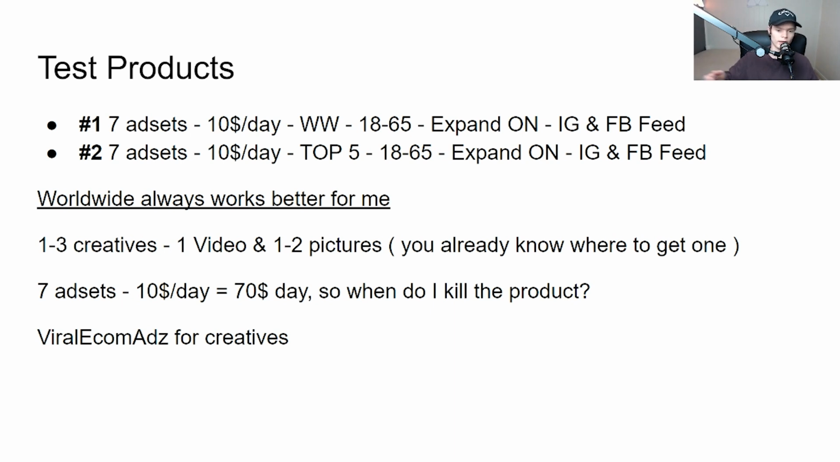And the second route that you guys could go down is the exact same. You're just running the top 5 countries. That means New Zealand, Canada, United States, United Kingdom, and we're also running to Australia. Worldwide has always worked way better for me. I usually see a way higher ROAS when I go worldwide, and it's just more sales.